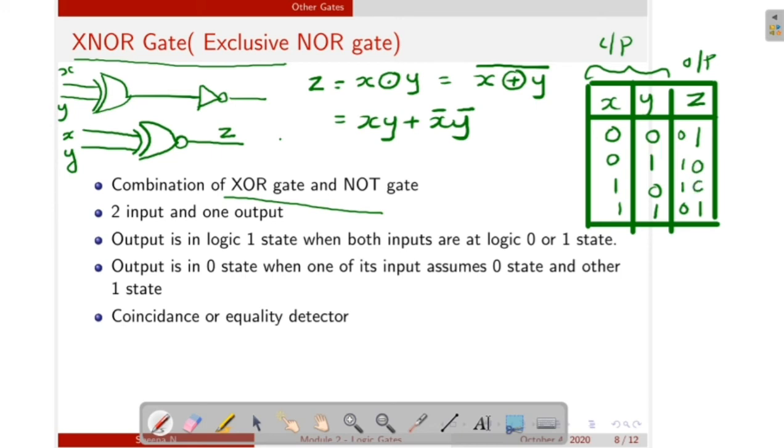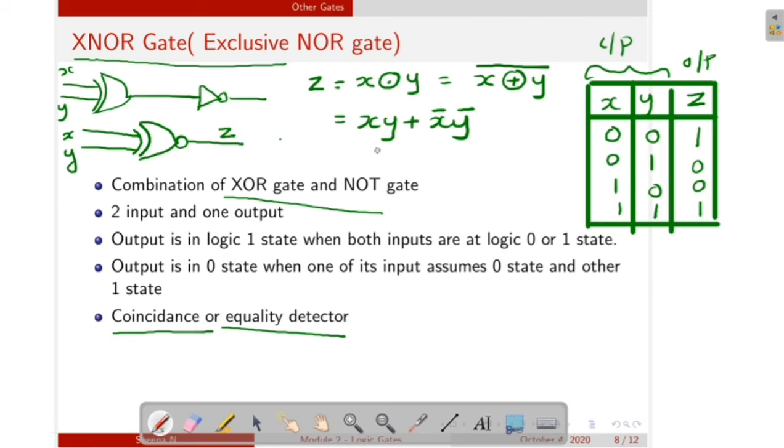Then when the output is equal to 1 in the case of XOR, then in the case of XNOR it is 0. That means if the inputs are equal, then output is equal to 1 in the case of 0 0 and also in the case of 1 1. Then if the inputs are different, then output is equal to 0. So that's why it is called an equality detector. It checks whether the inputs are equal or coincidence. It's also called coincidence gate.